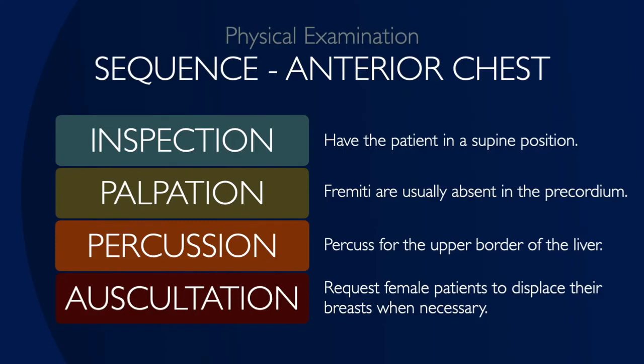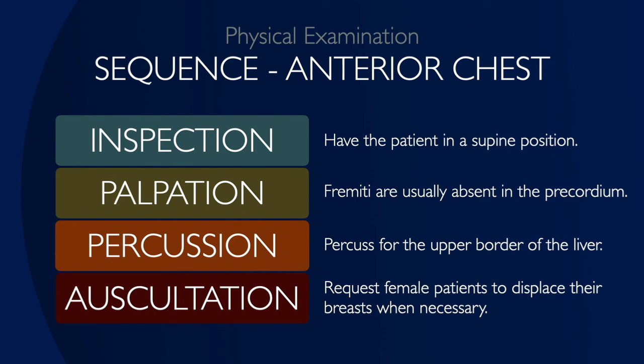And finally, for the last part of the examination of the anterior chest, note that the same sequence is observed, but there are a few key differences. For inspection, have the patient in a supine position. As for palpation, fremitus is usually absent in the precordium because clearly you have the heart in that position.